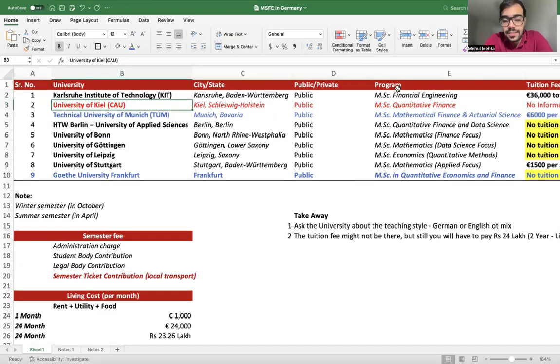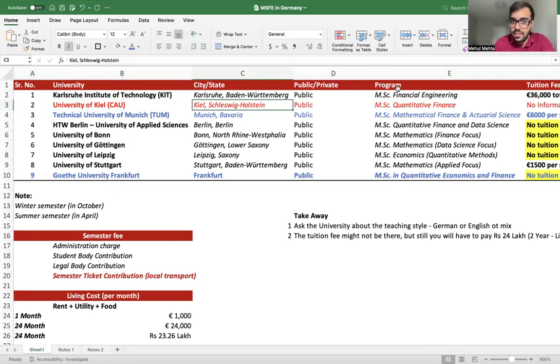Now the second is University of Kiel. The thing is, I was looking at the University of Kiel website. I was not able to find any information. They have not updated any of the information on their website. So why did I include this in my list? Just to add a red alert. That's why it's highlighted in red.